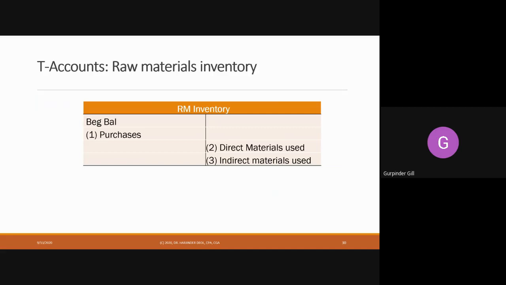If you want to conceptualize your journal entries, you would have debited your work in process inventory for the direct material piece and credited raw material inventory. For the indirect piece, you would have debited manufacturing overhead account and credited raw material inventory. So the difference between your debits and credits gives us the ending balance in our raw material inventory account.